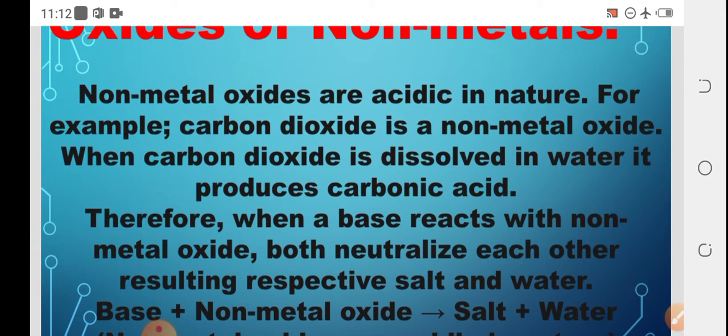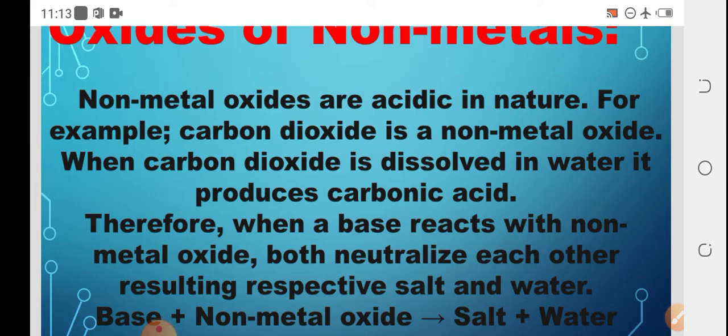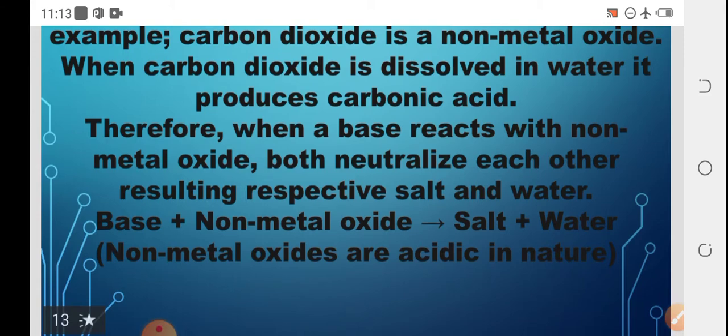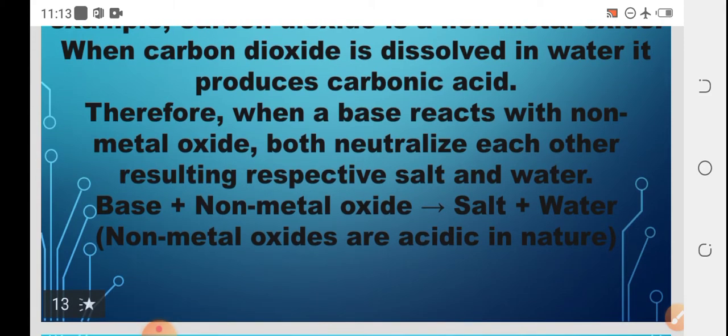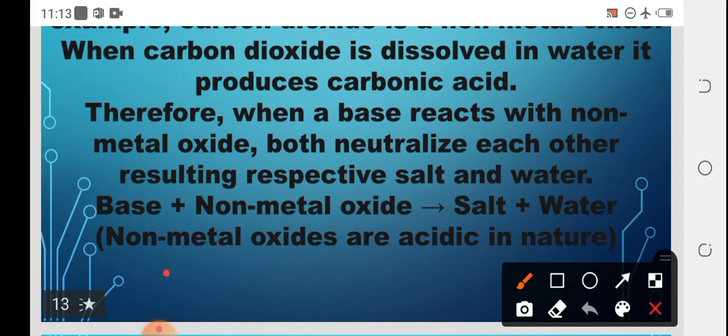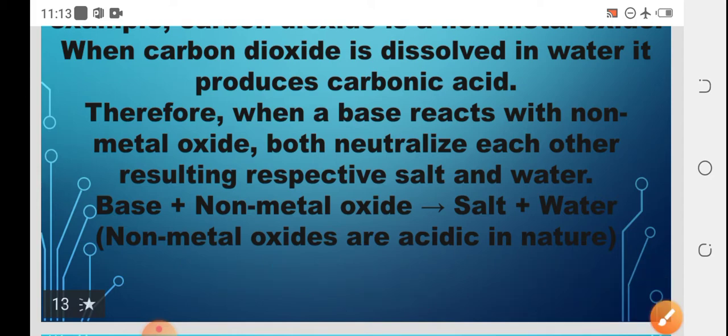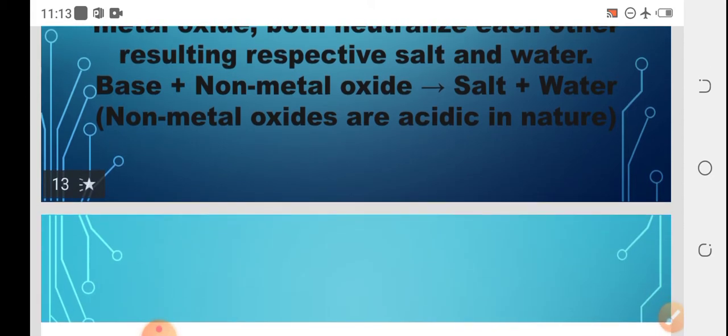You can see here, the base is what? Here carbon dioxide is a non-metallic material. You can take the base material sodium hydroxide. So NaOH is a base material and carbon dioxide is a non-metallic material. Then what will be formed? Salt will be formed along with water. So this is about the reaction of the bases with the non-metals.